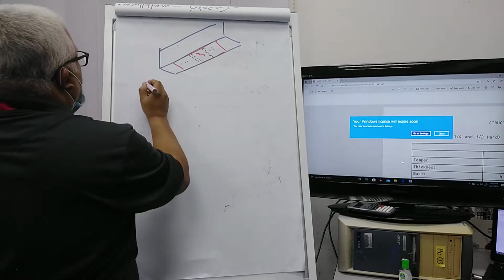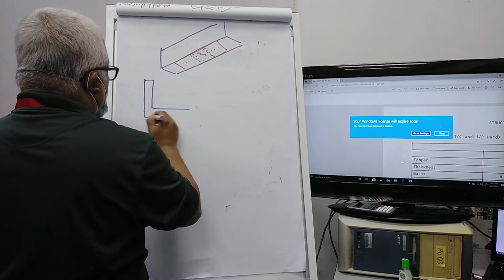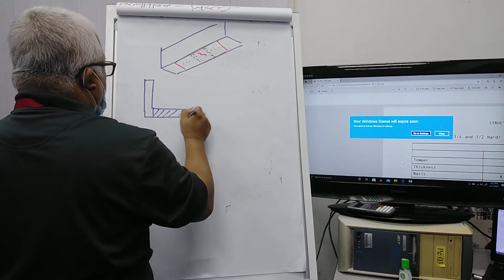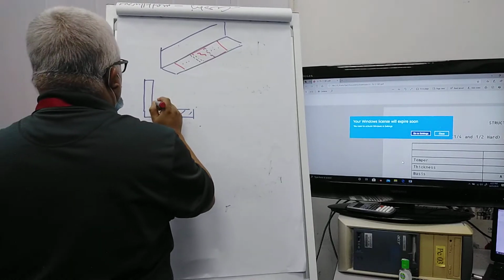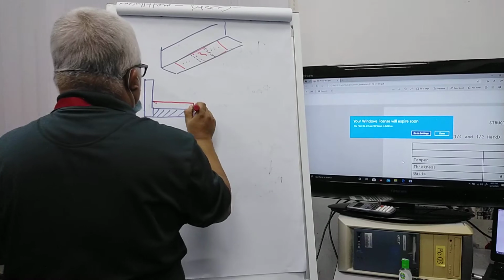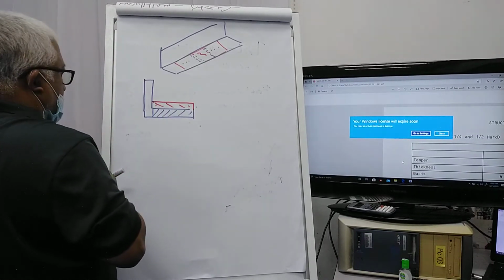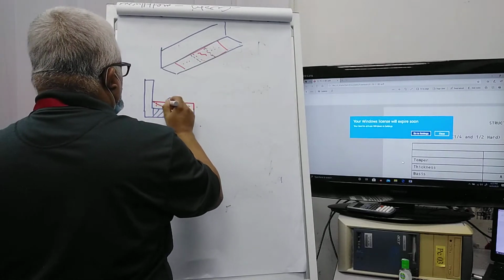If you look at it from the cross section, we have lost this area, and then we put in a doubler. So this doubler will take up what is lost. So we also install a rivet.